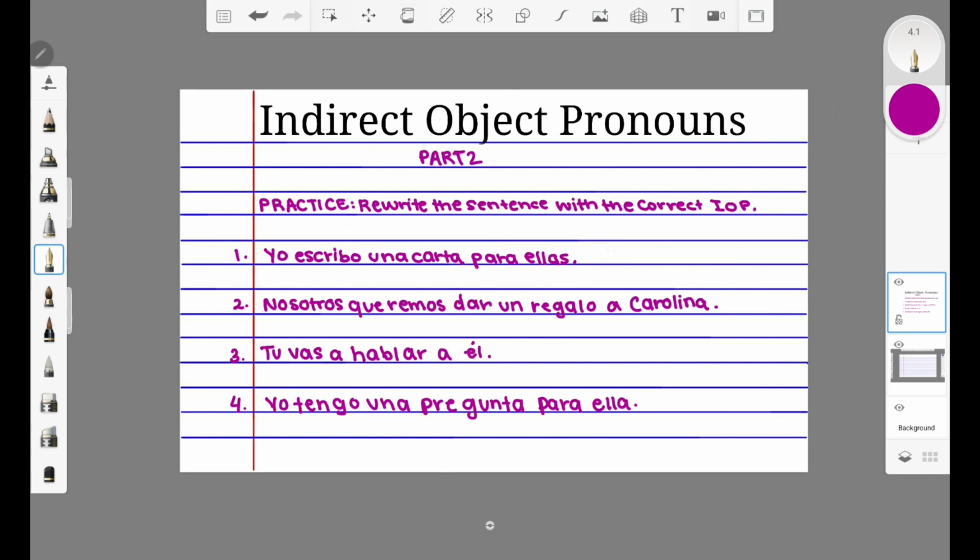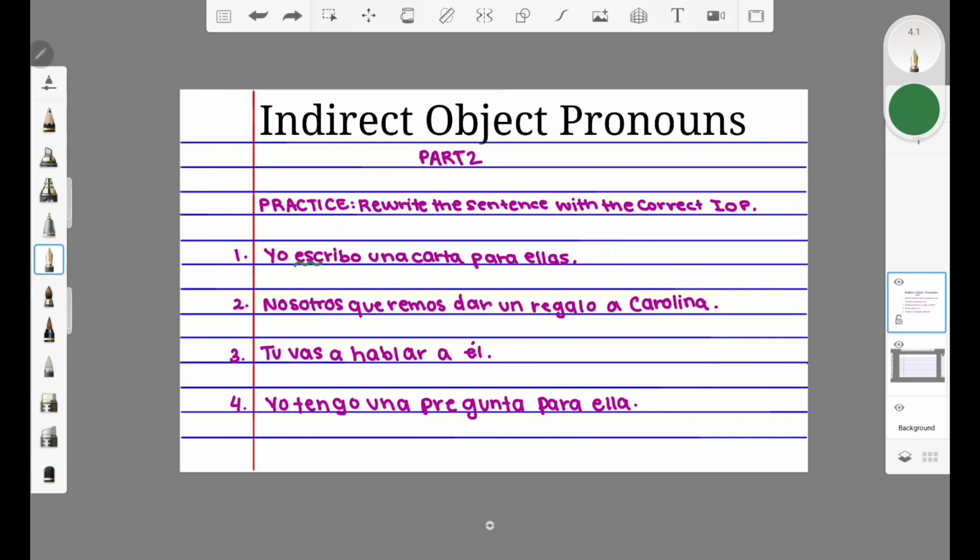Now for practice, rewrite the sentences with the correct IOP. Make sure that your pronoun is correct and it matches with the indirect object, but also make sure that you place it right according to whether it has one verb, one option, or two verbs, two options. All right. Number 1. Yo escribo una carta para ellas means I write a letter for them.